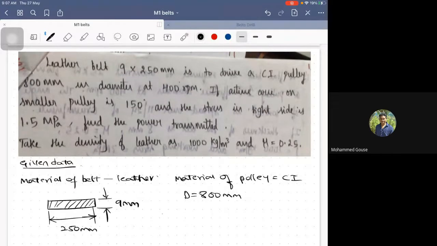Next, what else? If the active arc on the smaller pulley is 150 degrees, so theta S he has specified, and the stress in the tight side is 1.5 megapascal. Tight side is taken as 1, so slack side is taken as 2, isn't it? In that tight side, sigma 1 he has specified as 1.5 megapascal.